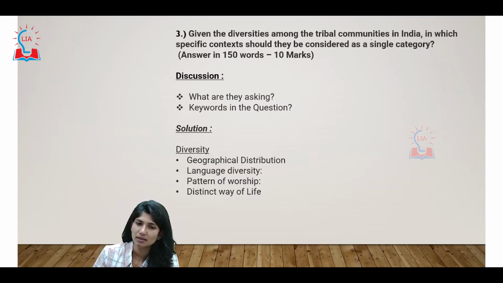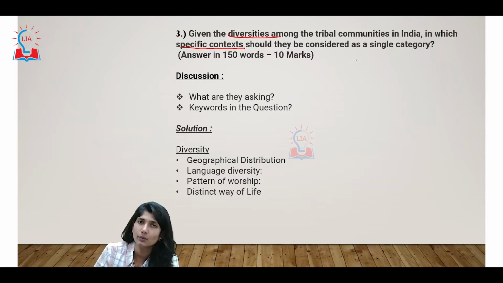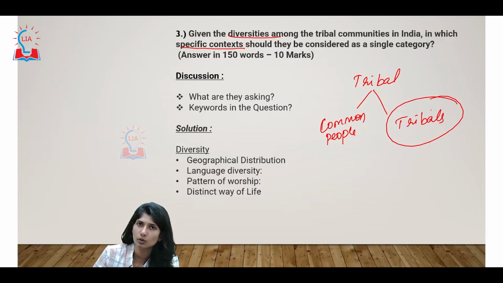Given the diversities among the tribal communities in India, in which specific context should they be considered as a single category? Right? What are the keywords here? Specific context, diversity. That is basically we see tribals of India as two things. One, we are differentiating tribals from your majority people. Two, here we are combining all tribals into one. Now within tribals itself we see distinguishing factors. Okay, that's what the question is asking.